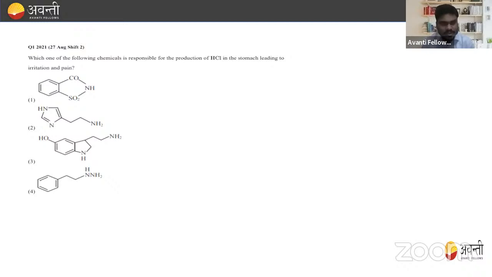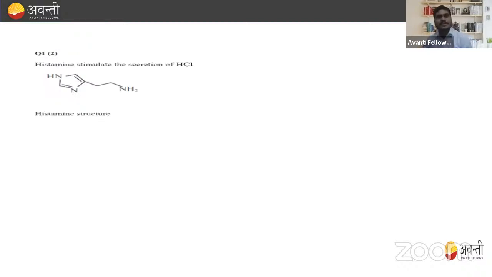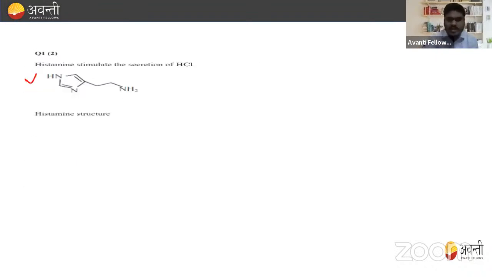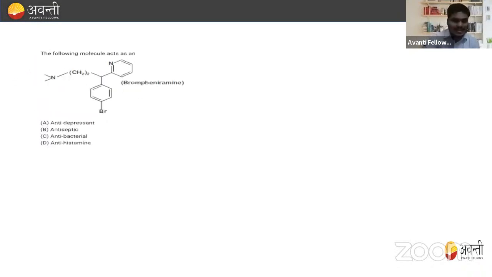Answer, बेटा. Try to solve this. Okay. Let me discuss. That is, histamine stimulates the secretion of HCl. And this is the structure of histamine, right? So this is the structure of histamine, and histamine is responsible to stimulate the secretion of HCl. So which option is correct, beta? That is option number 2, histamine. Okay, so histamine is responsible for the secretion of HCl, right?